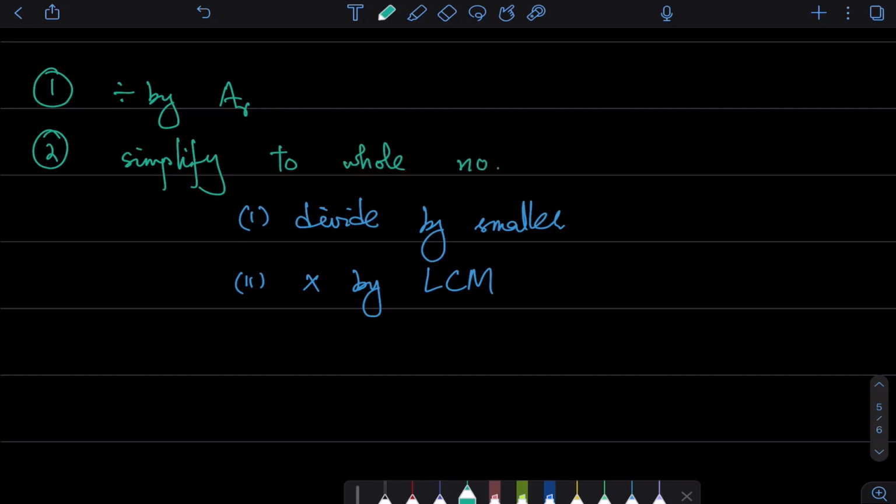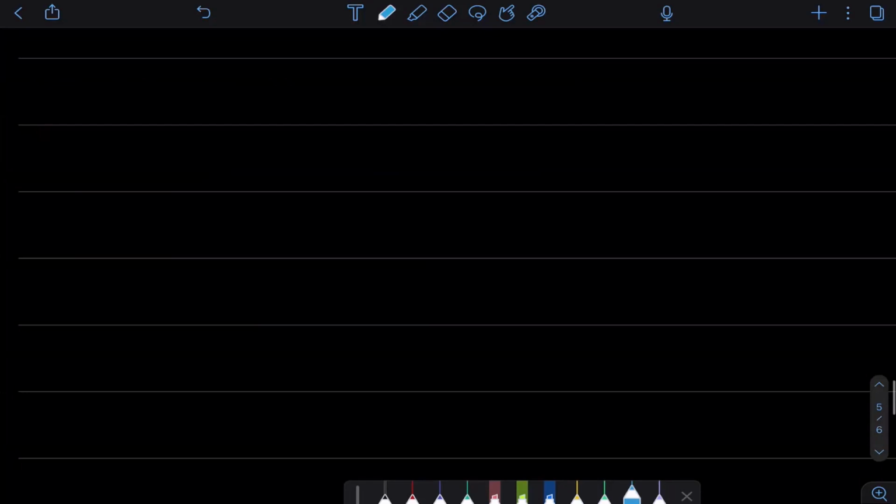So let me do an example. This is example number 1 from your worksheet. So I have sulfur and I have oxygen. Sulfur is 40%, oxygen is 60%. So here's what I'm going to do. I'm going to ignore this first.